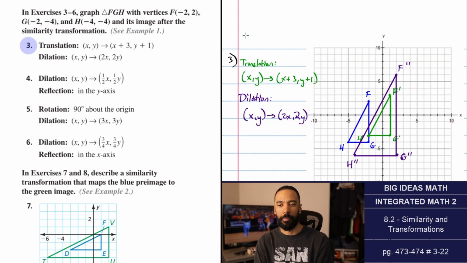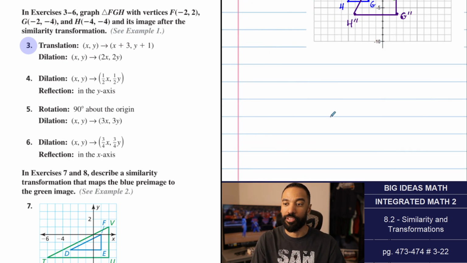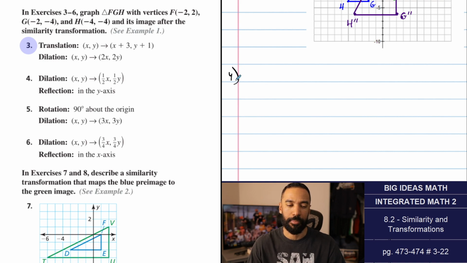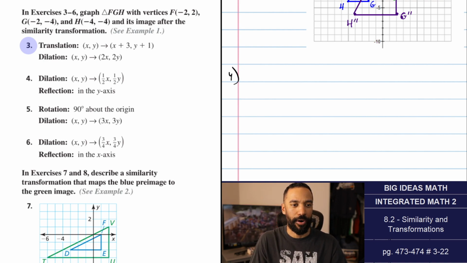And that's what we got. So the purple is the answer. That's the new full image after the composition of transformations for number 3. All right, let's go to number 4.